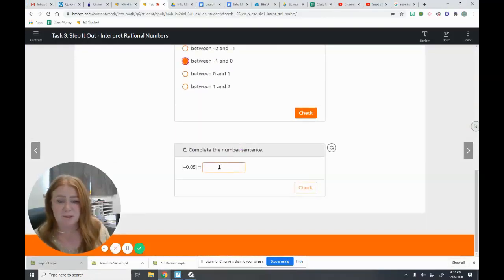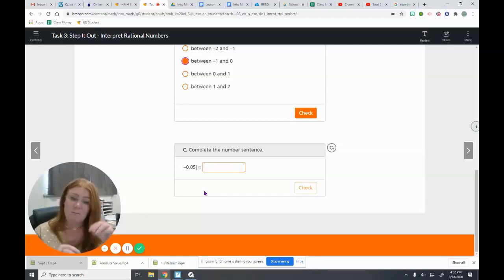Okay, and we are going to complete this number sentence, and notice that these lines here are asking for the absolute value. So what is the distance from negative 0.05? How many hundredths would you have to count back to get to 0? And remember, absolute values will always be positive.